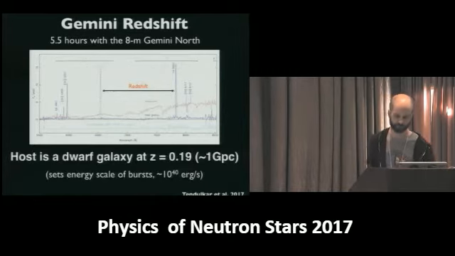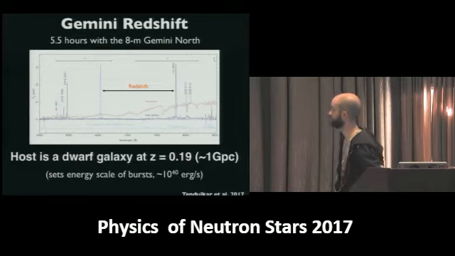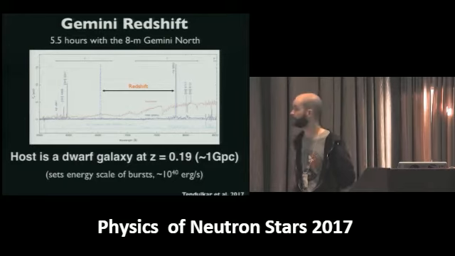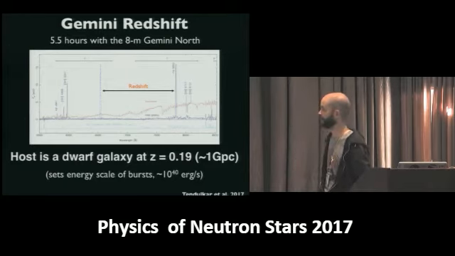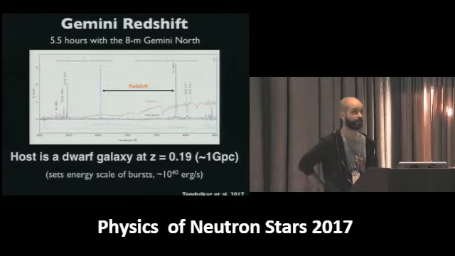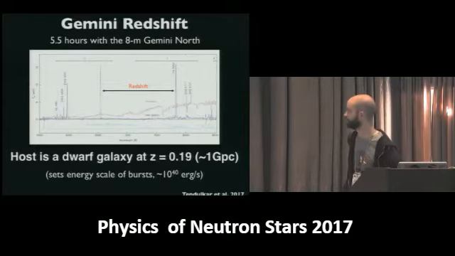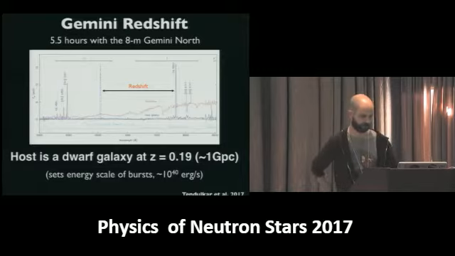And most importantly, what's the redshift? Well, the redshift is 0.19, which implies a luminosity distance of about a gigaparsec or so. And now finally, this not only establishes conclusively the extragalactic origin of the source, it also sets the energy scale because we now know the exact distance. And it turns out the peak luminosity of these bursts is about 10 to the 40 ergs per second or so.